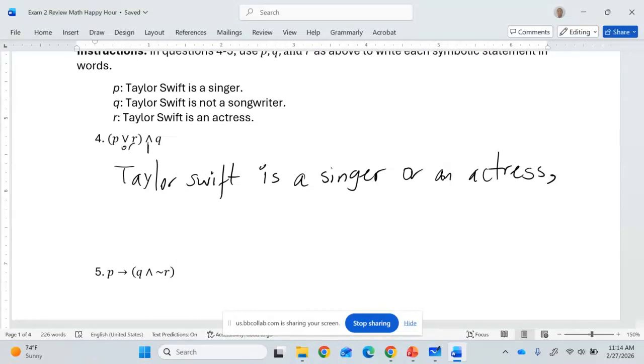And then at the end, I would put Q. Well, don't forget the symbol. So that symbol is the and, whatever Q is. And since we already know the subject of this statement, I could just say she is not a songwriter. So comma, and then since I cannot continue to the right, I'm just gonna put it below. She is not a songwriter.